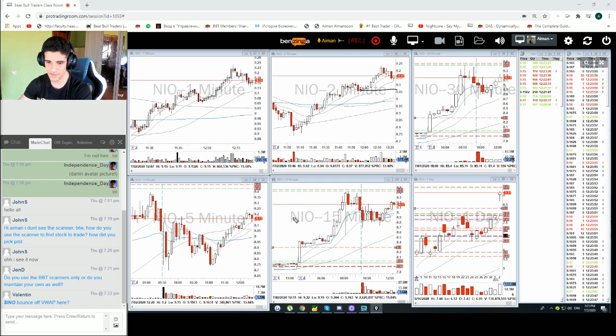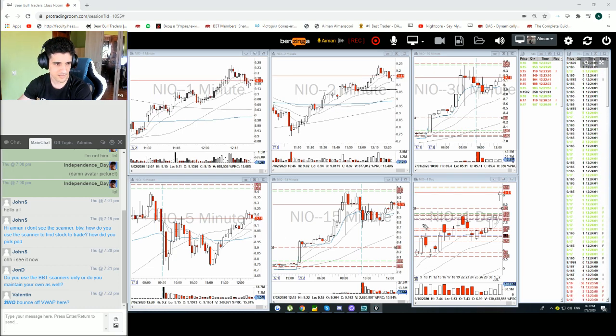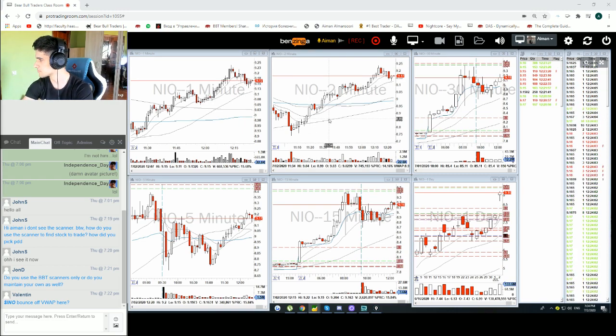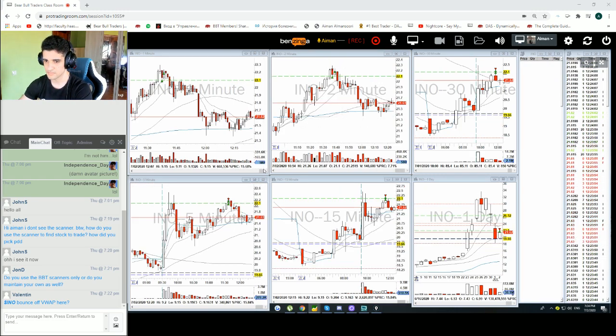I know, bounce of VWAP. I know, let's see. It could be bouncing off VWAP, and it could be forming a reverse ABCD pattern, right? Look at this. This is the previous range we had. Let me actually draw it like this. This is the previous range we had right there. And now it's breaking out of that range.